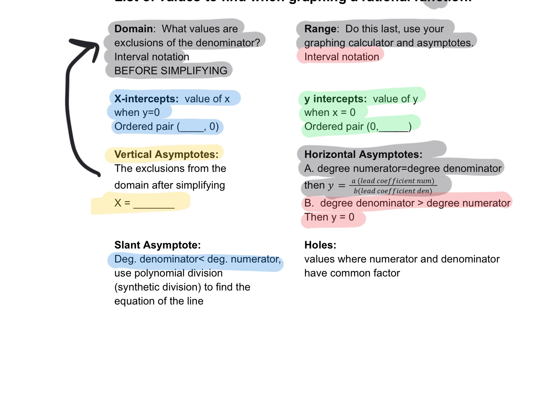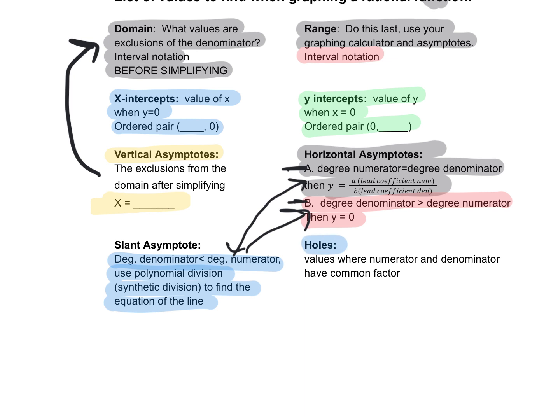So these two are related here, right? If the degree is equal, there'll be a horizontal asymptote. If the degree in the denominator is greater, it's going to be a horizontal asymptote. If the degree in the denominator is less, we have to use synthetic division, and we are not going to do that until tomorrow. So we will not actually have any slant asymptotes today where we have to use polynomial division to find the equation of the line. And then the last thing is our holes.